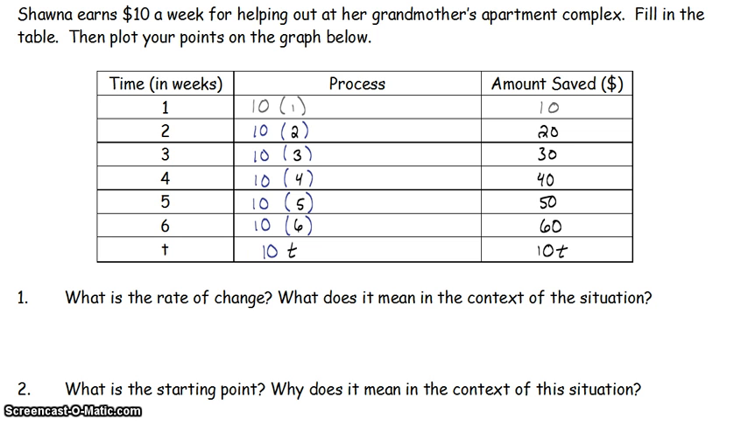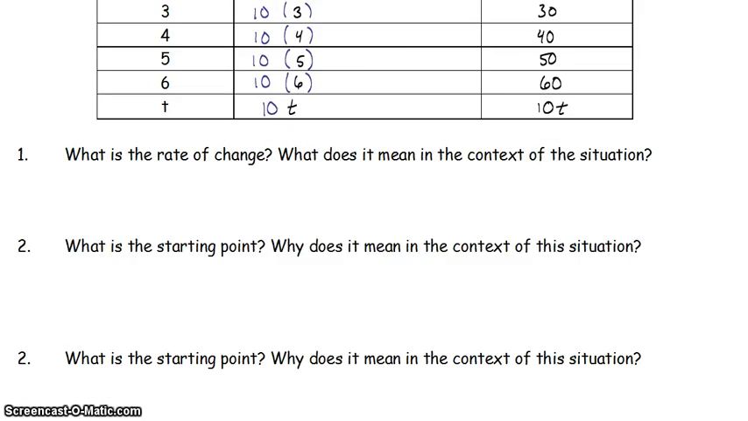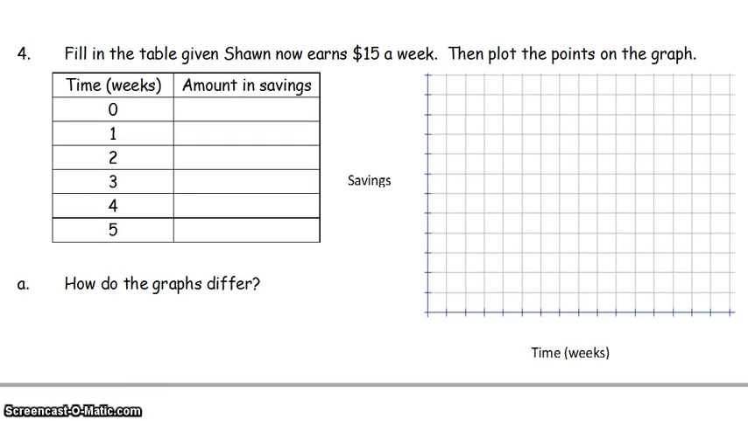So our table should look like this. We see that after T number of weeks, she has saved 10T. Now you have 6 ordered pairs that you can go ahead and plot on the graph below. So scroll down to the graph below. I've already labeled your X and your Y axis for you. Go ahead and scale your X and your Y and plot your points. Hit pause on the video as you do that.